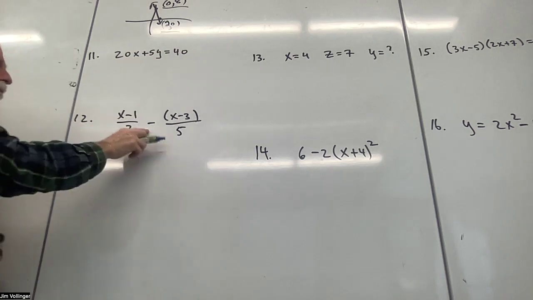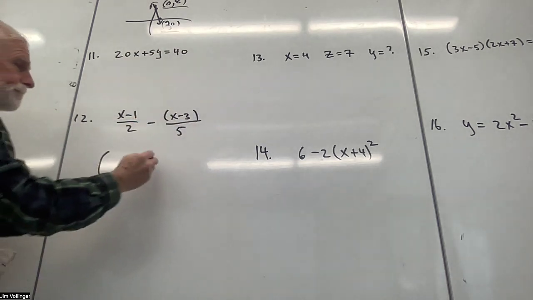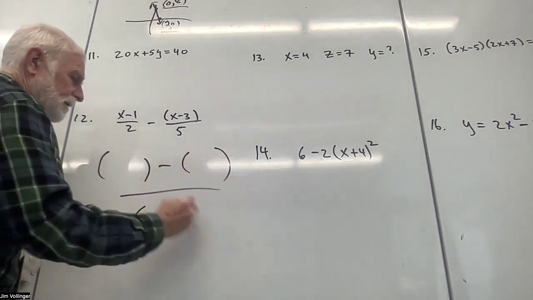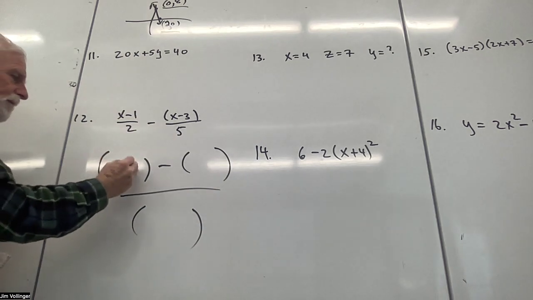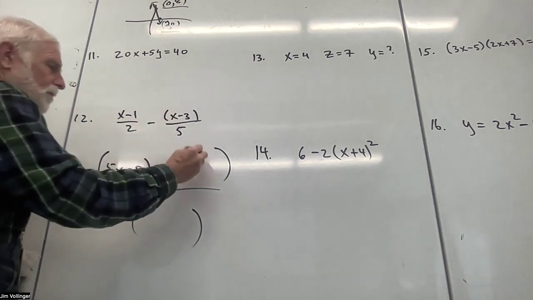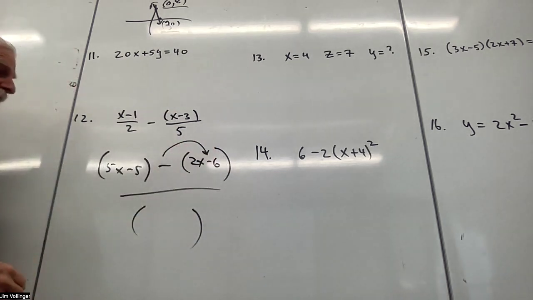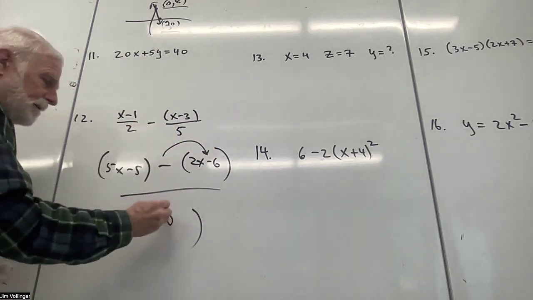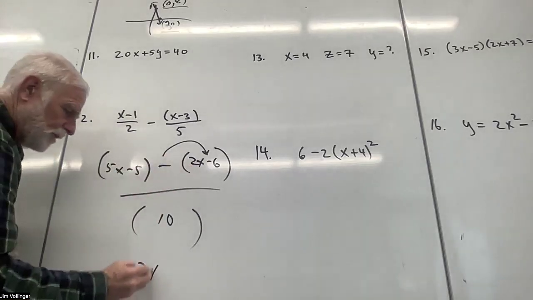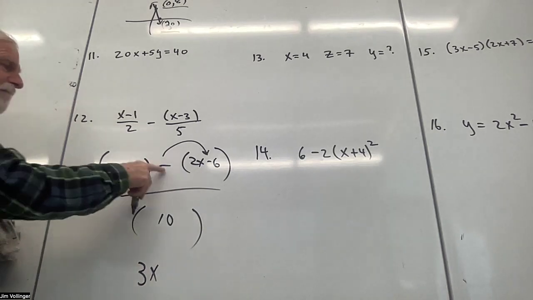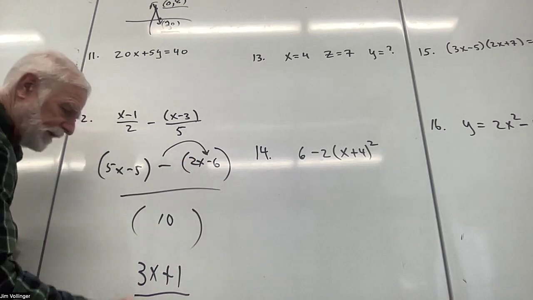x minus 1 over 2 minus x minus 3 over 5. Bingo, bango, bongo. It's in the earlier lesson sets. What's bingo? Cross product, 5x minus 5. Bongo, 2x minus 6. Now we can see the negative, negative, and otherwise we might not be able to, and in this case, 10. So what's my final answer? 5x minus 2x, 3x, minus 5 minus a minus 6, plus 1, all over 10.